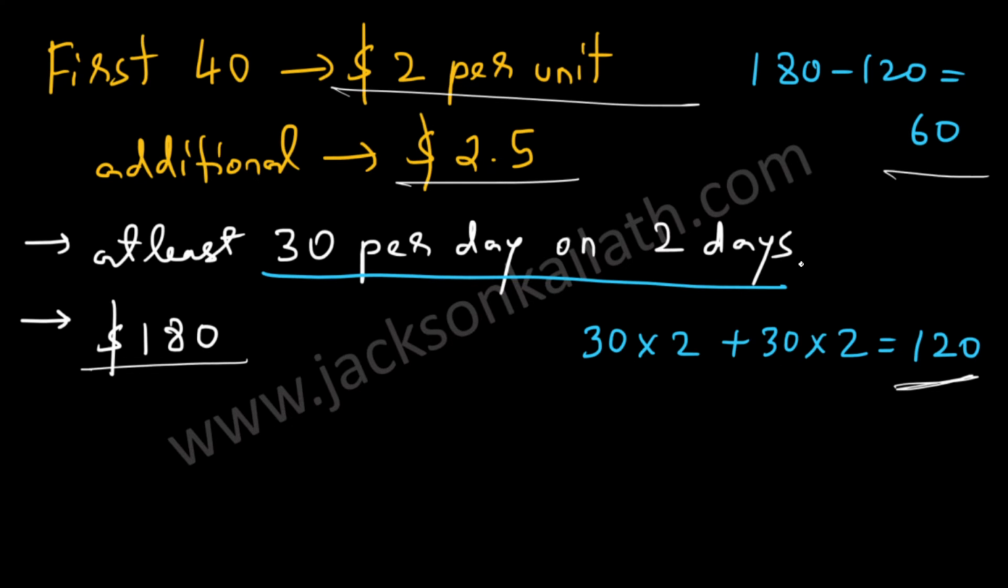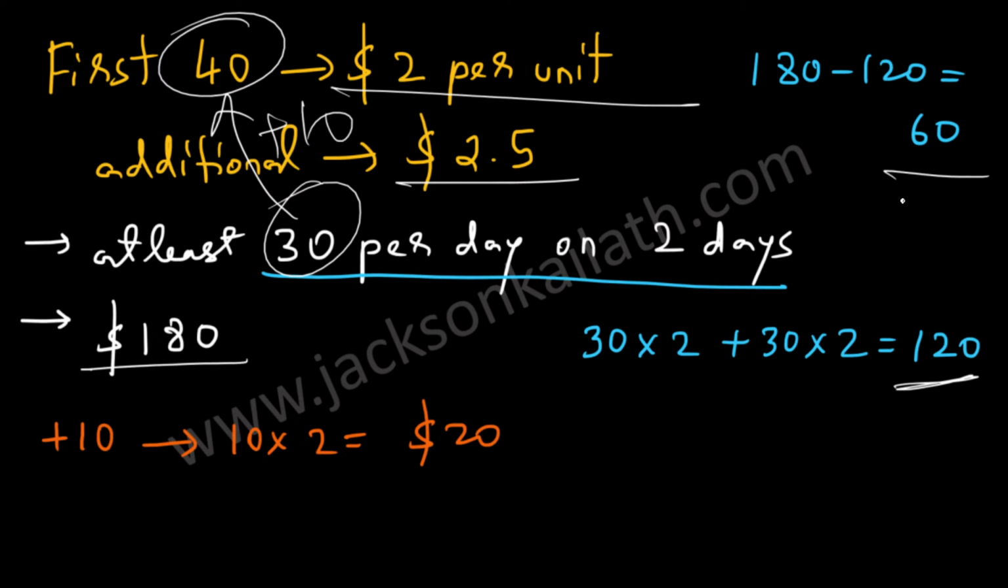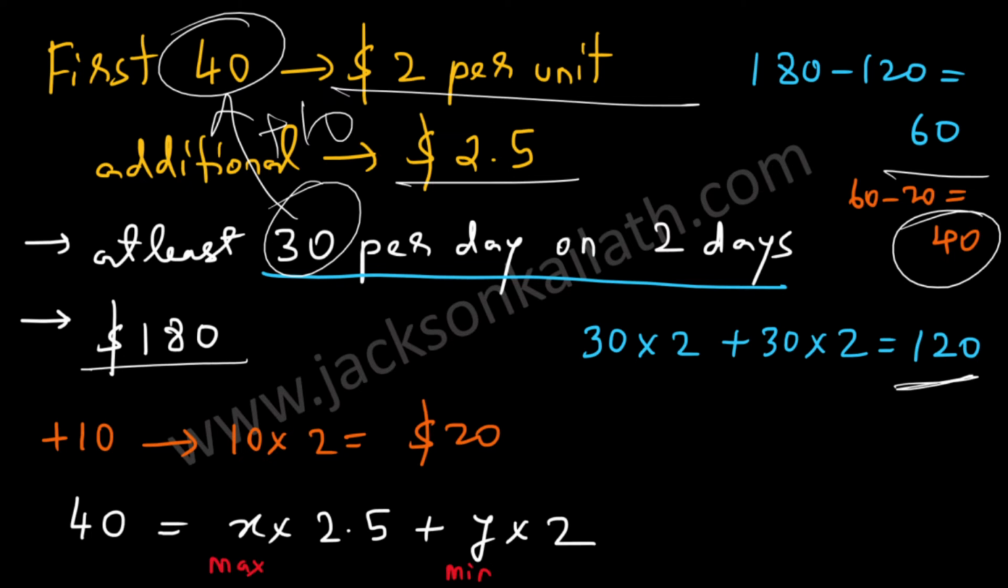Now let's say on any one of those days he made an additional 10 units to reach up to 40. We have taken up to 30, so there are 10 more to reach 40. For these 10 more units he would get 10 into $2, which is $20. So out of the $60 we have consumed 20 more dollars and we are left with $40. We need to know how to distribute it so that we can maximize the number of units produced on a particular day. Now this 40 has to be equal to x into 2.5 plus y into 2.